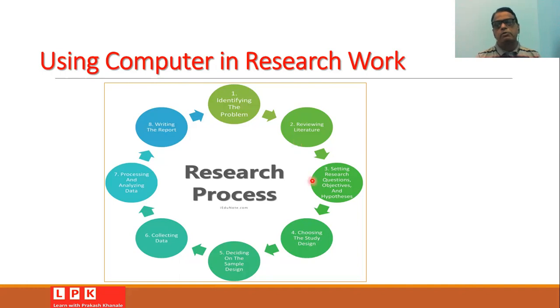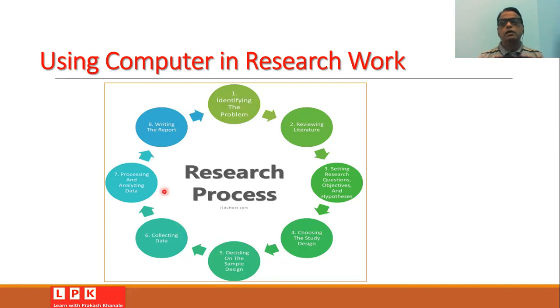You can decide your research question and your objectives by taking the help of your computer system. Research design can even be decided or modified by making use of the computer system. Then you need to decide on the sample design: how much sample you need to collect and what the design of the sample can be. Then you can collect the data online. Nowadays you can prepare your Google form, or a form for collection of data, and you can collect the data.